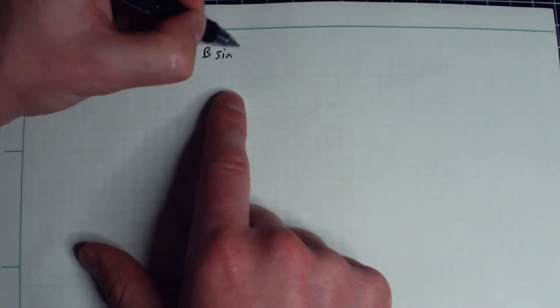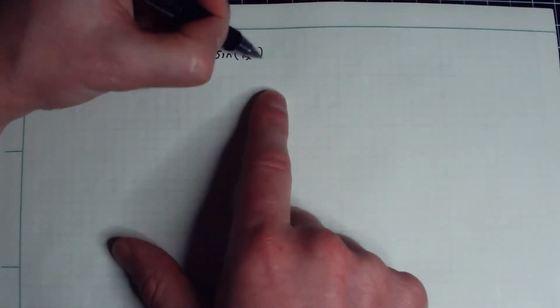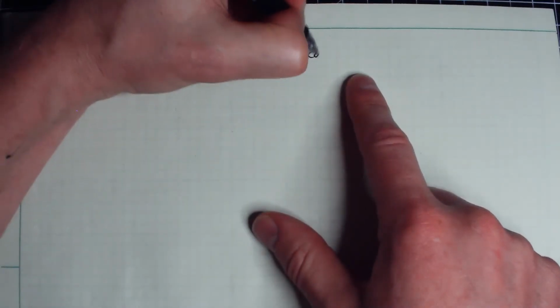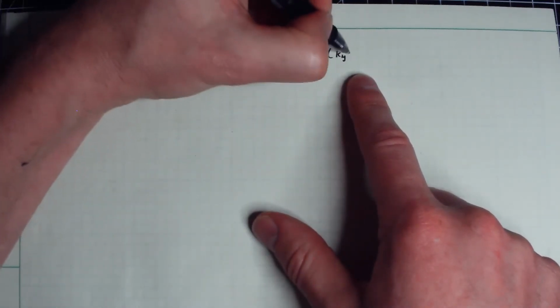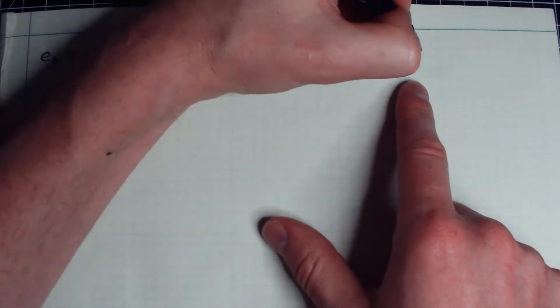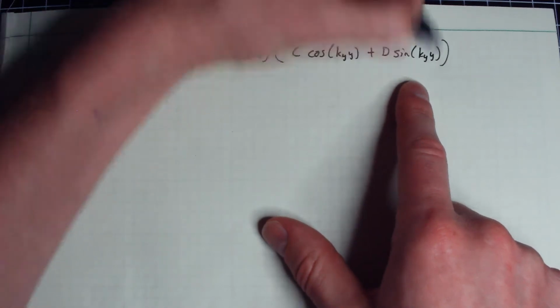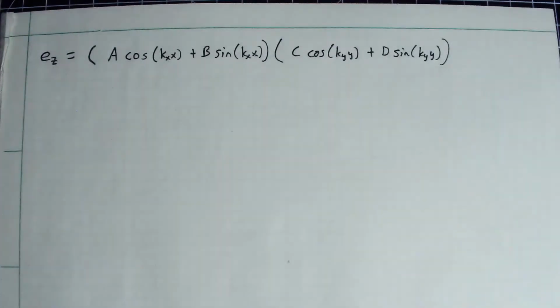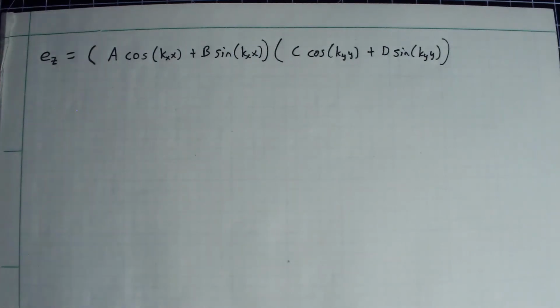We'll get something of the form a cosine k_x x plus b sine k_x x, times this guy here, c cosine k_y y plus d sine k_y y. So again, if you are wondering where this came from, go back and watch the same derivation for TE polarization on the little H_z here.